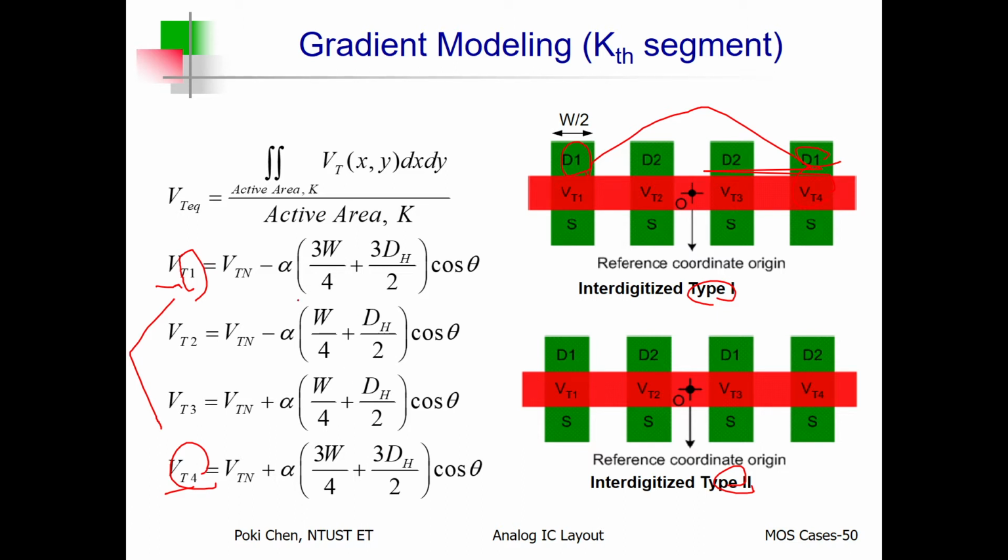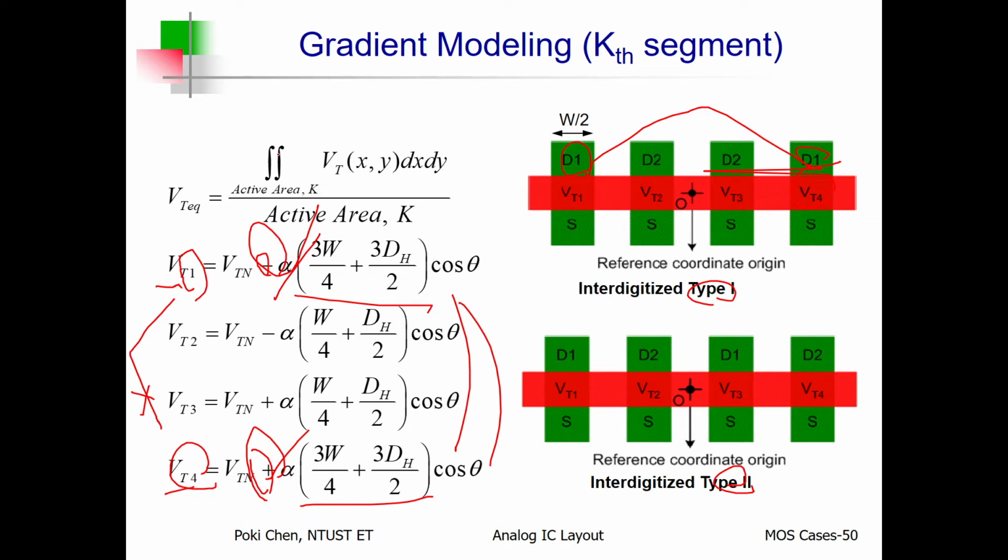You will see we have a minus term and a positive term. They are exactly the same, so according to the positive and negative terms, they can cancel each other to make the perfect result. It means for the first order gradient, VT1 and VT4 can cancel each other perfectly. So we call it first order gradient cancellation.